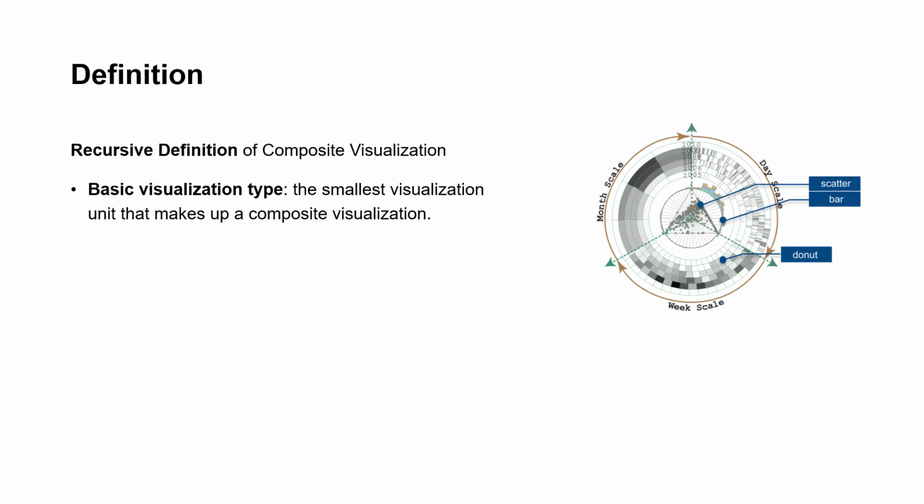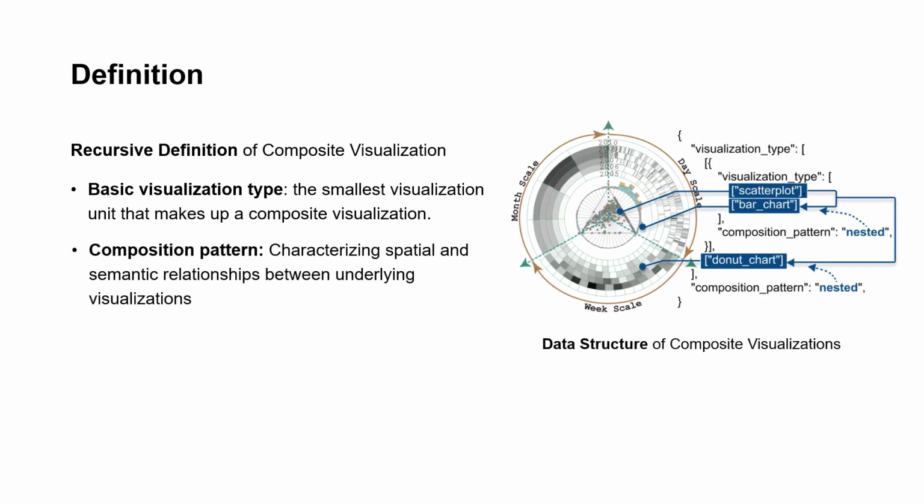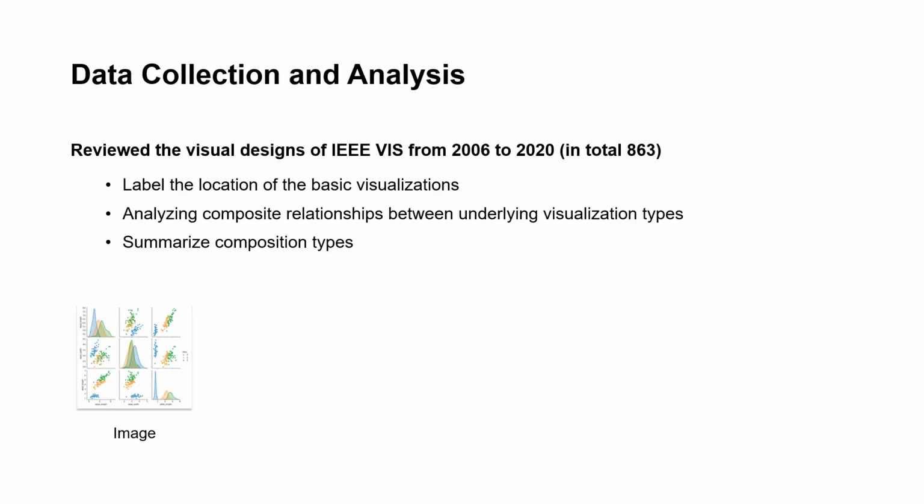In order to review and analyze composite visualization, we first give the definition of composite visualization. Composite visualizations are defined recursively. Its basic components are the basic visualization types. Composition pattern characterizes the spatial and semantic relationships between basic visualization types. As shown in the figure on the right, we provide a nested composite visual data structure.